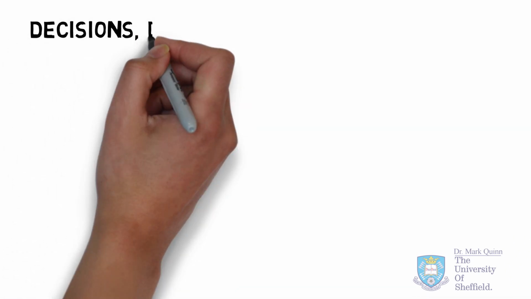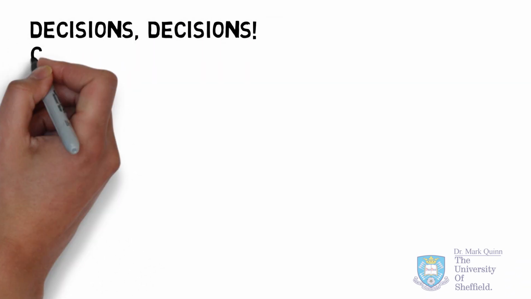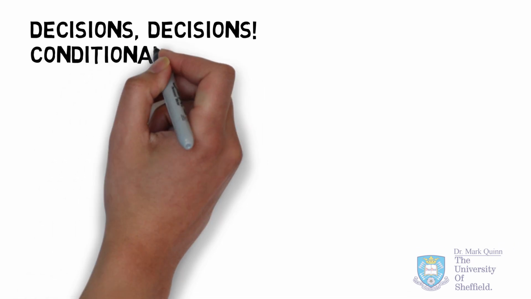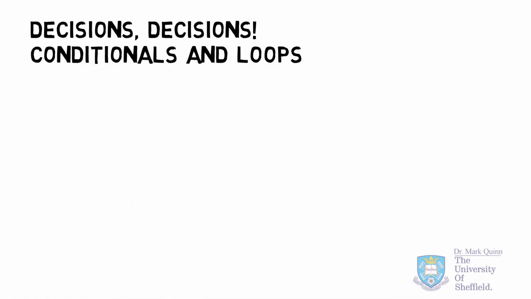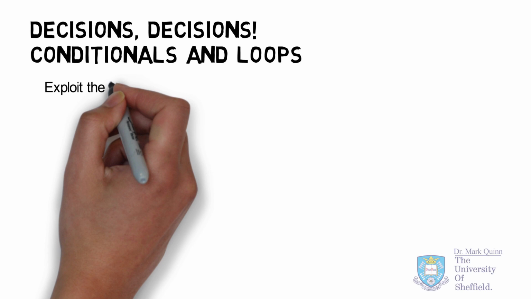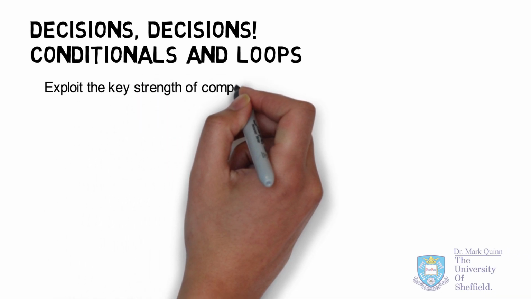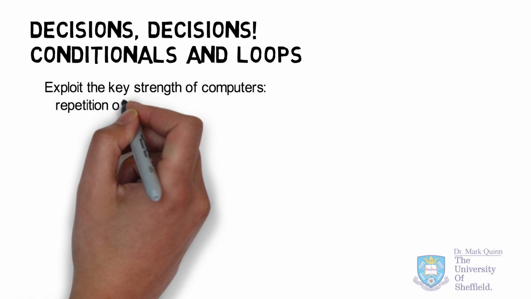Up to now, we have been programming using a sequence of linear commands. Next, in this video, we're going to look at how we can introduce decision making into our programming. We will do this by using conditionals and loops.